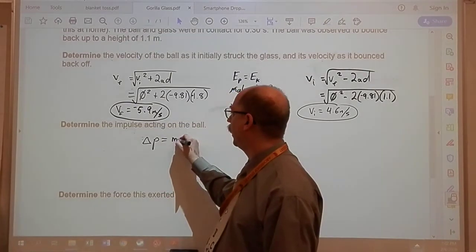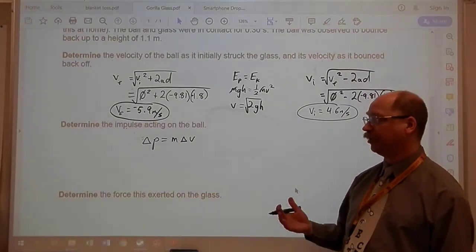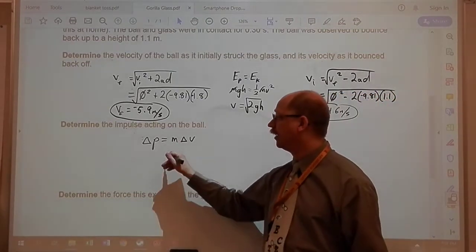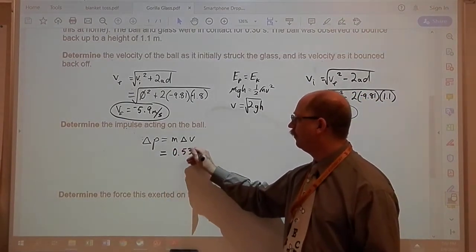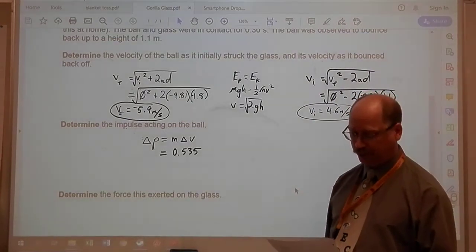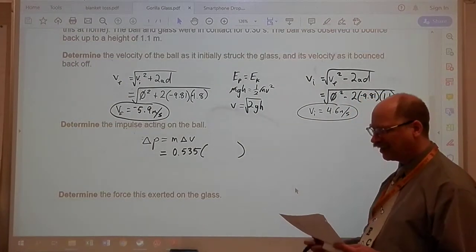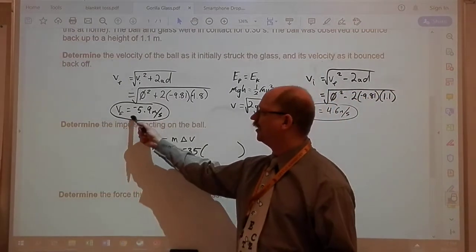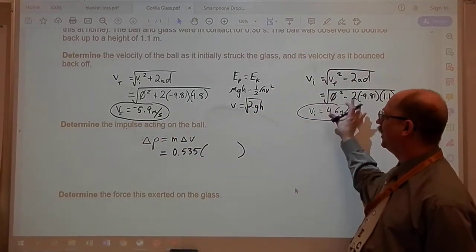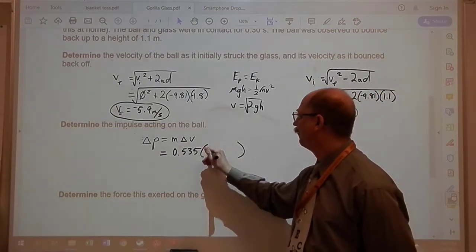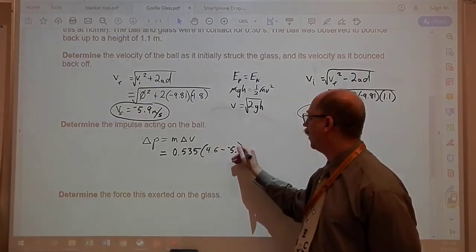I'm not going to use F delta T equals M delta V because I distinctly want the impulse, so I had to snap my formula in half and get this. I know the mass of the ball, 0.535 kilograms. I have to always make sure that I'm doing those masses in kilograms. Final minus initial. Now this is where it's kind of weird because when I did this, this was final, and I did this, this was initial. But this is the end of the question, 4.6, and this was earlier in the question, negative 5.9.